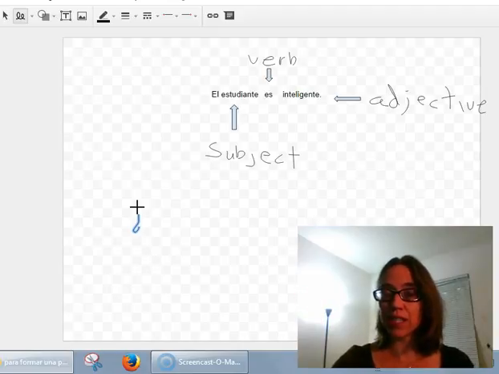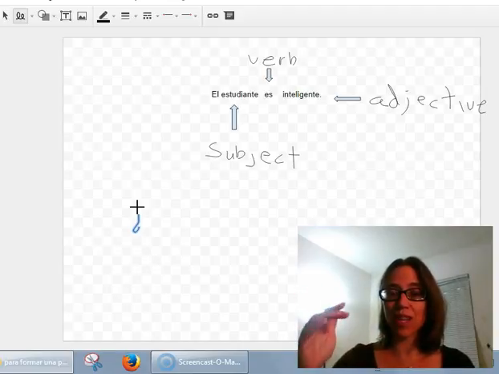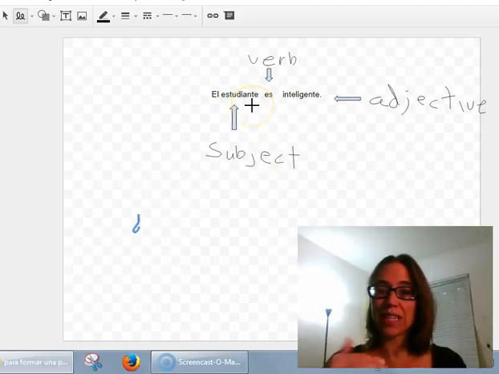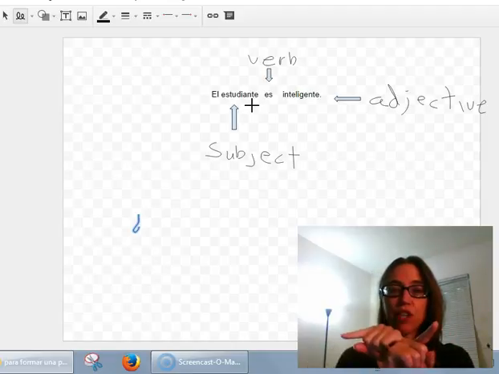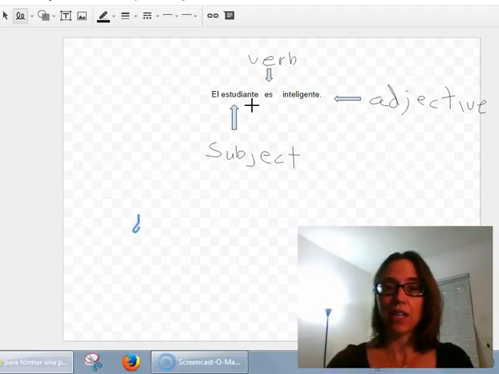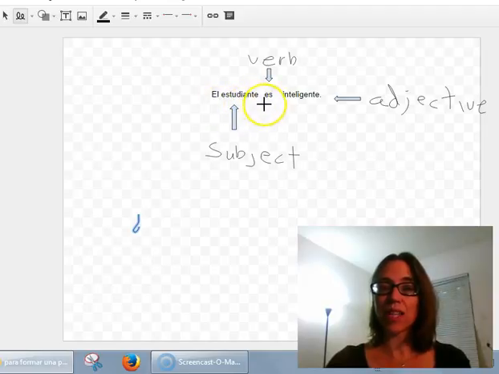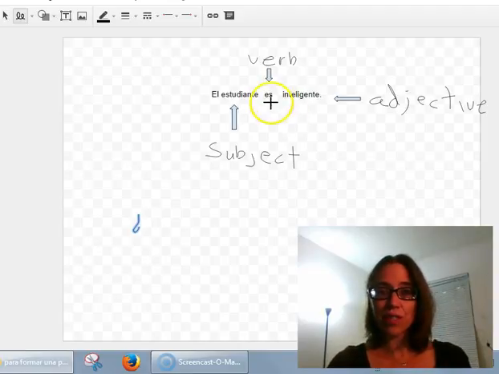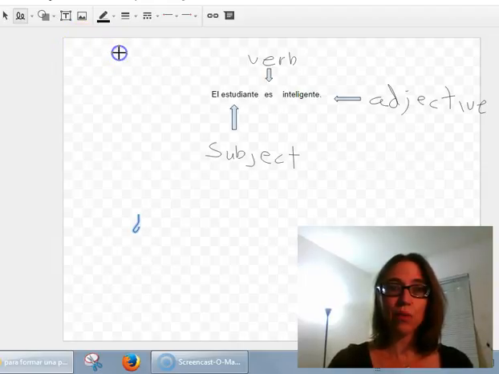Okay. So, is the student intelligent? ¿Es el estudiante inteligente? So what we can do, notice in English as well as in Spanish, we switch places. The verb and the subject switch places. In a statement, el estudiante es inteligente. The student is smart. ¿Es el estudiante inteligente? Is the student intelligent? So we switch.